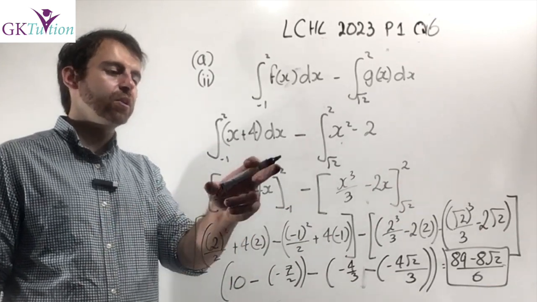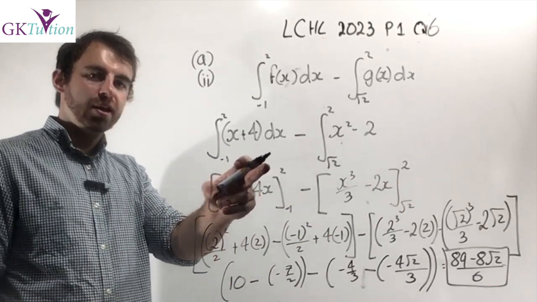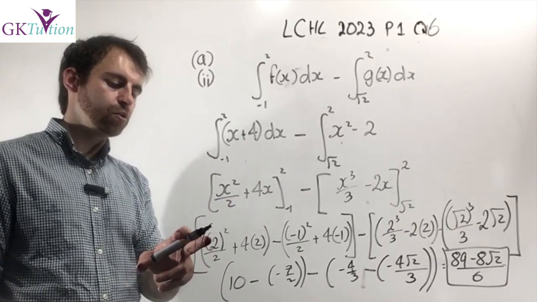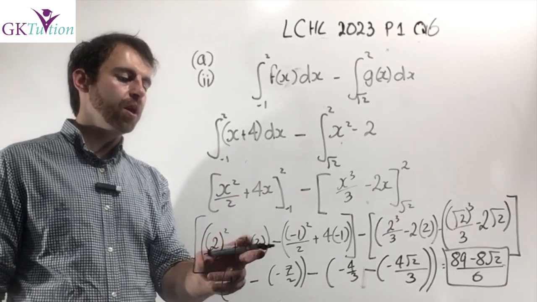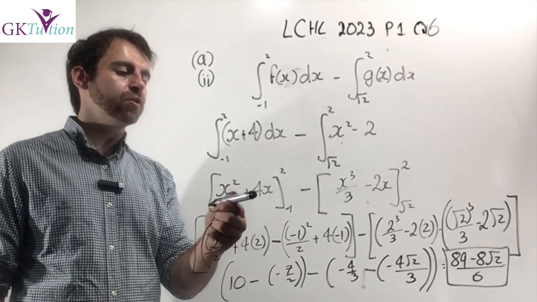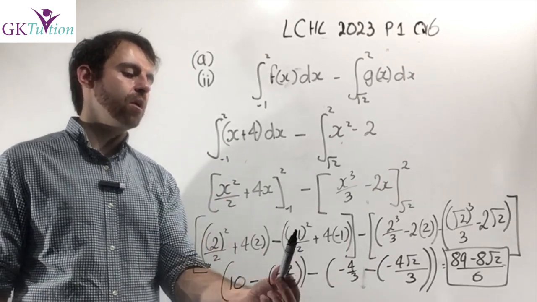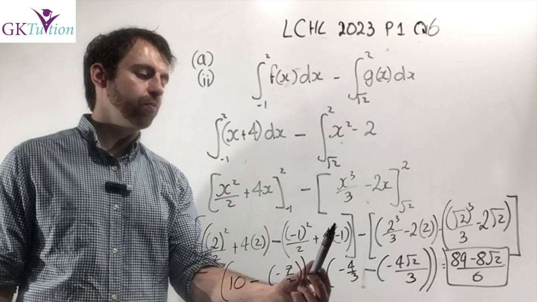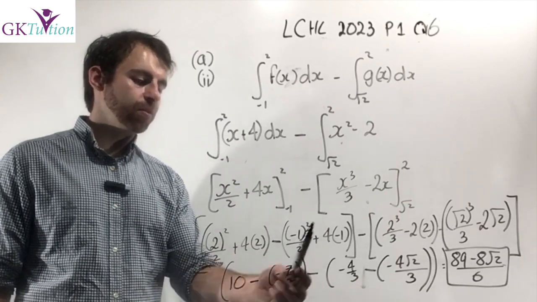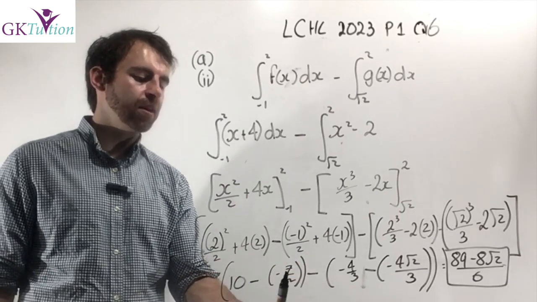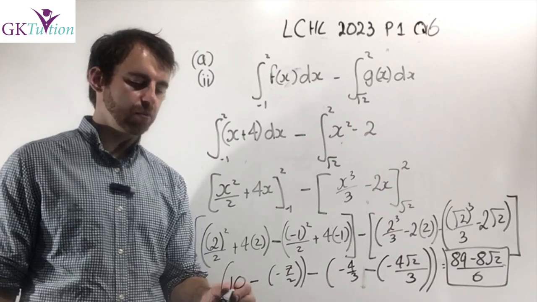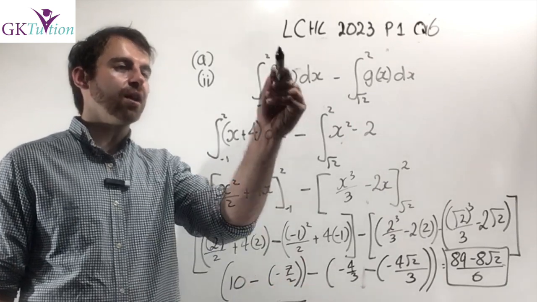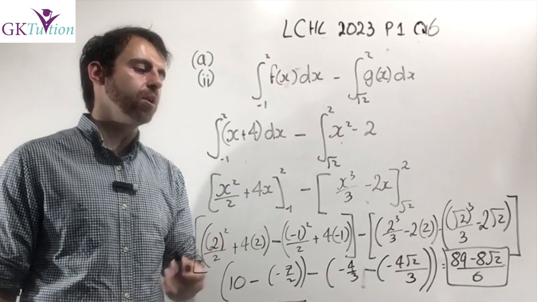So then all we do is we sub in the upper limit, which is 2. If you sub in the upper limit, you get 2 squared over 2 plus 4 times 2. And then I put a minus between them and subbed in the lower limit, which is -1. I get -1 squared over 2 plus 4 times -1. And when you simplify each of those down, you get 10 minus -7 over 2. So this bit is what I'm getting from the integral of f of x.